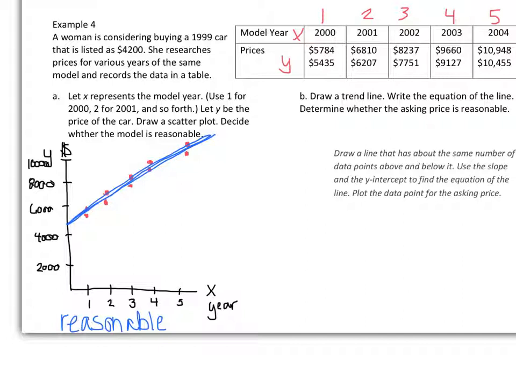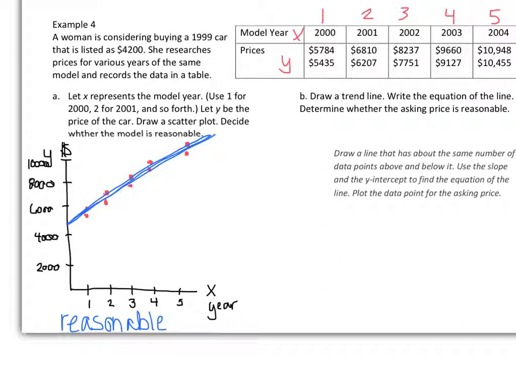Now, we're supposed to write the equation of the line. This paragraph down here gives you kind of hints of how to do this. It says use the slope and the y-intercept to find the equation of the line. So what is the y-intercept? About 5,500? A little less than 5,000 maybe? Because 5,000 is like in the middle there. So a little less, so 4,200. Okay, that sounds lovely.